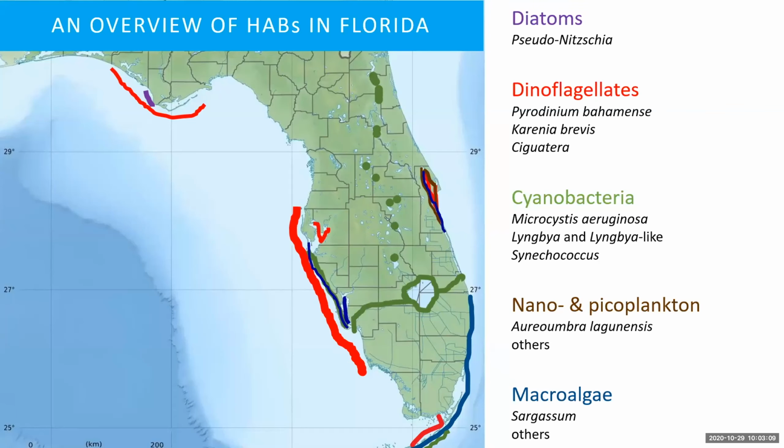So I am going to just spend a couple minutes on kind of the harmful algal bloom 101. We know that harmful algal blooms, or as we often refer to them, HABs, occur around the world, and certainly we have them in Florida. And they're caused by many different species, the majority of which are phytoplankton, so free-floating, mostly single-celled organisms. And algal species multiply and bloom when environmental conditions are optimal for cell growth.